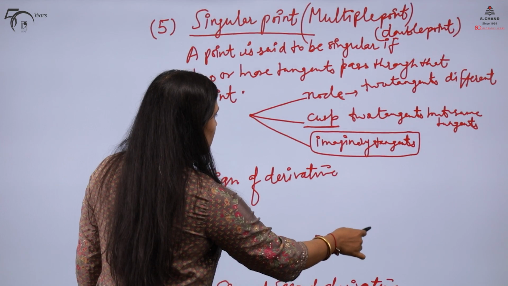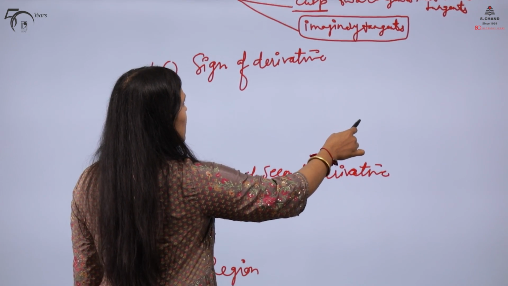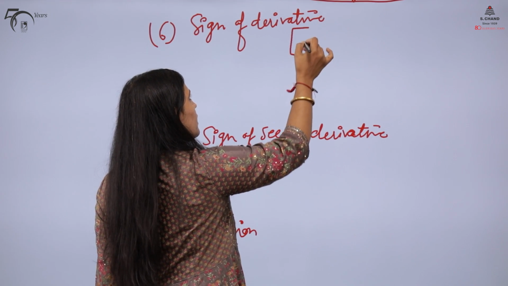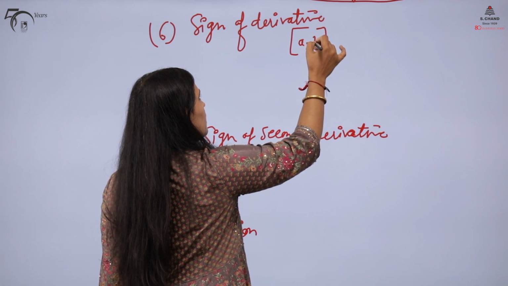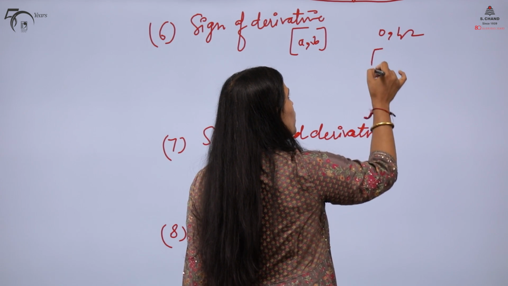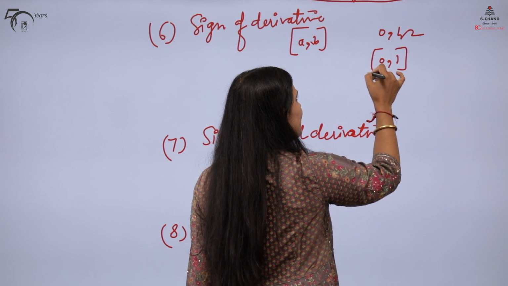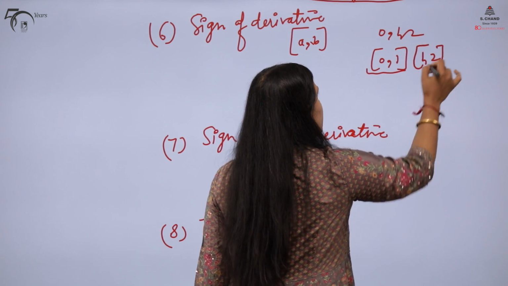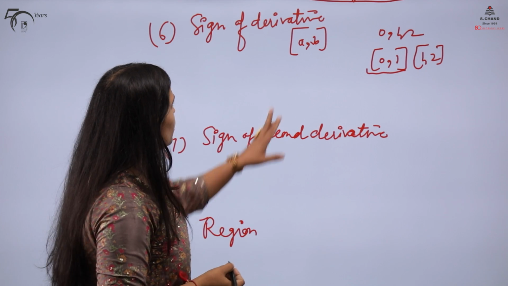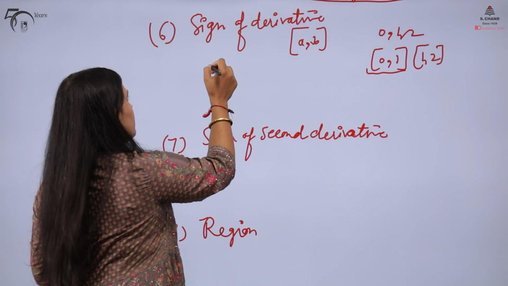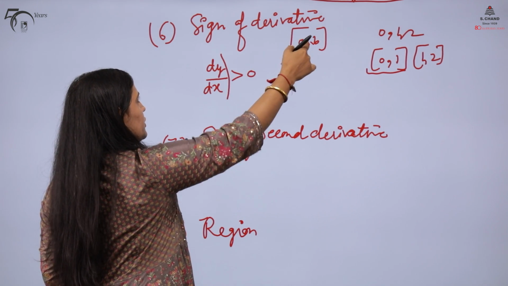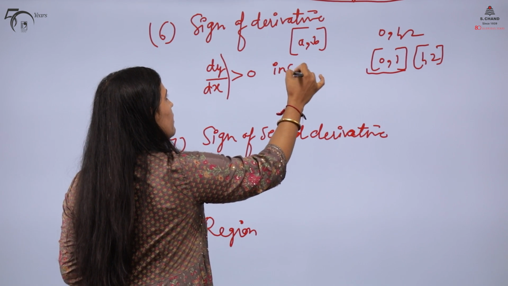Now, sign of derivative. Suppose you have points when you solve the curve, say 0, 1, 2. Then you can make intervals like 0 to 1, 1 to 2, and you want to know the behavior of the curve, whether it is increasing, decreasing, maxima, or minima. So what you do is take any interval and check the sign at that particular point. Suppose your derivative in this particular interval is greater than 0, you will say the curve has increasing behavior.